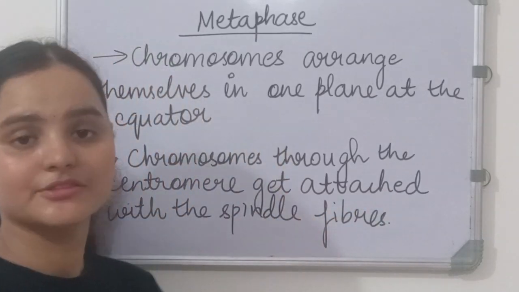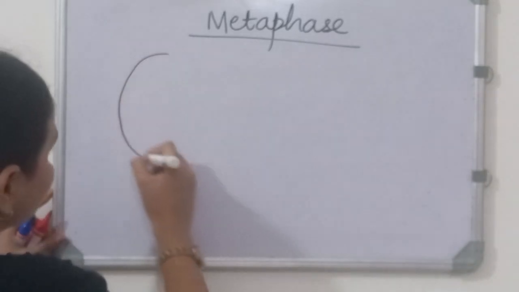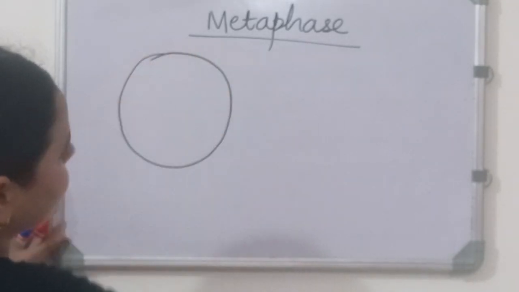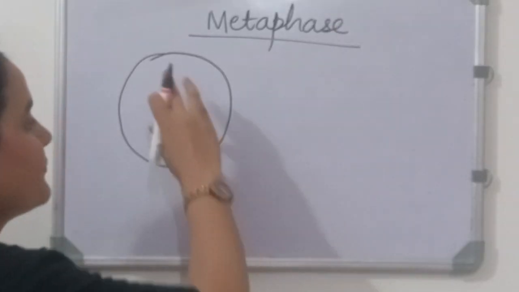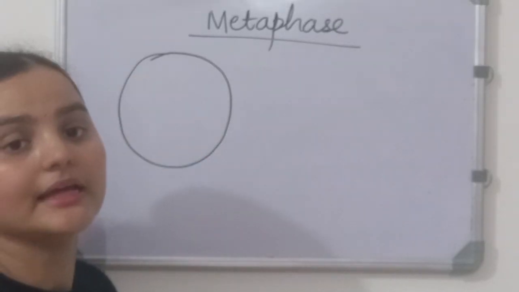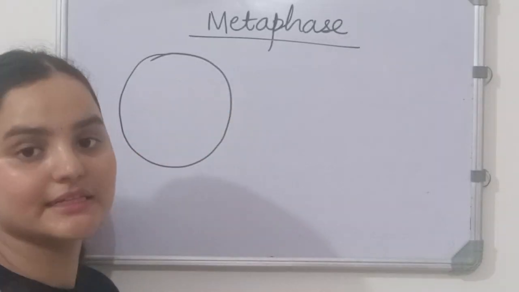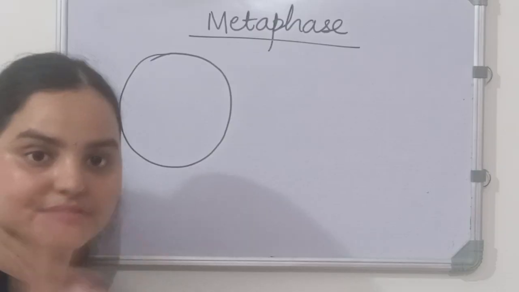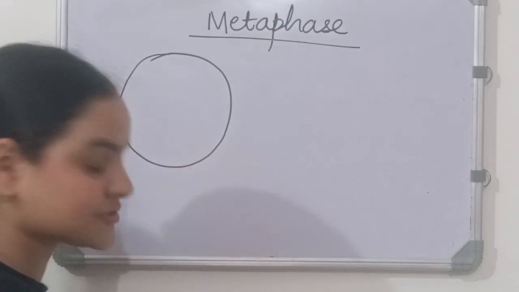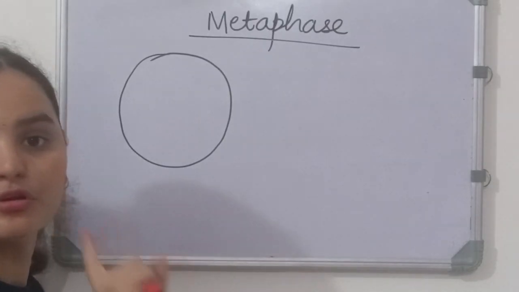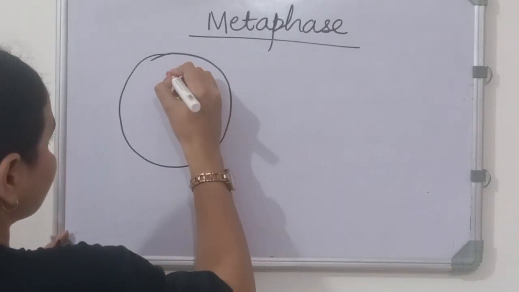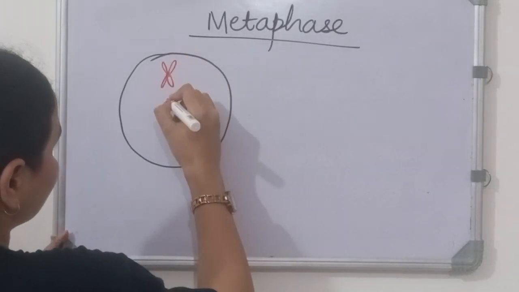Let's understand these 2 points with the diagram. This is the cell membrane, and inside the cell we have our nucleus. But in the prophase stage, we studied that the nuclear membrane has disappeared. So here we will just draw the chromosomes which were present inside the nucleus. No nuclear membrane. So these are our chromosomes.